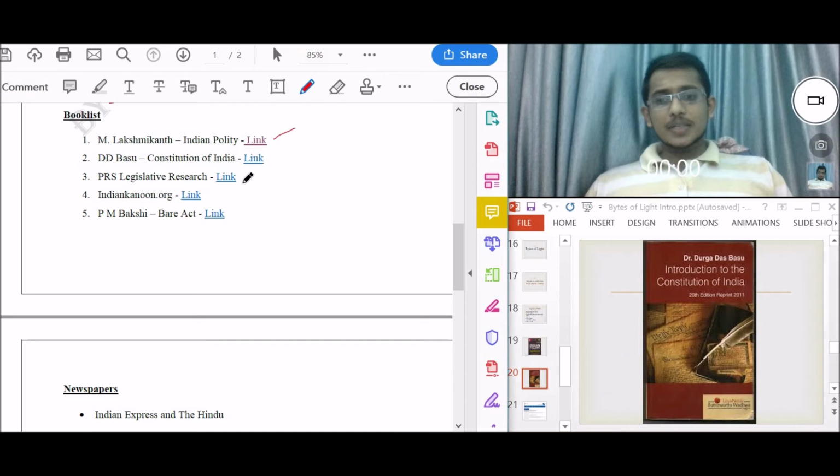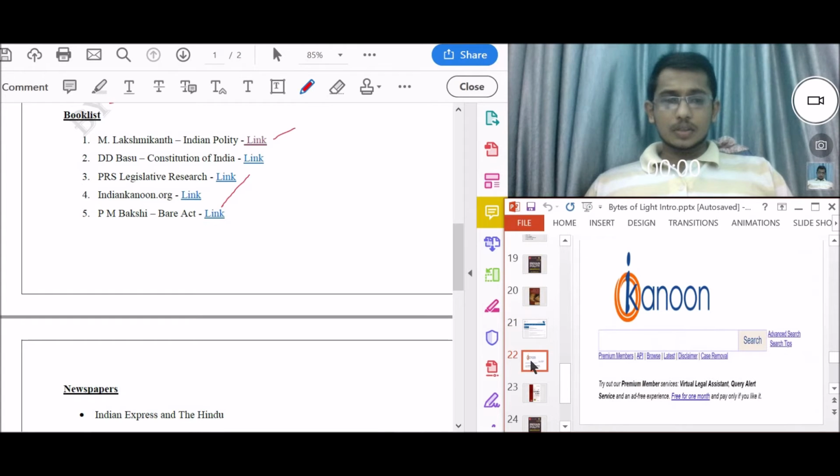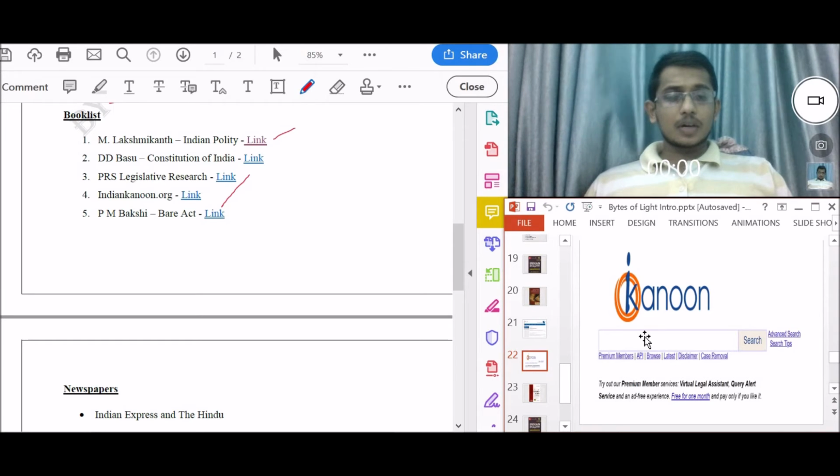PRS Legislative Research and Indian Kanoon are two websites. As you can see, this is the website of PRS Legislative Research. This is what it looks like. They do research on legislative issues. It can be helpful for you when you prepare for the examination. This is IndianKanoon.org, and you can search for cases to substantiate your answers.